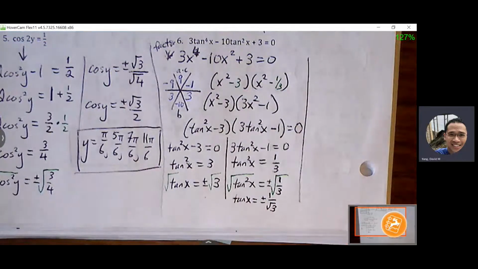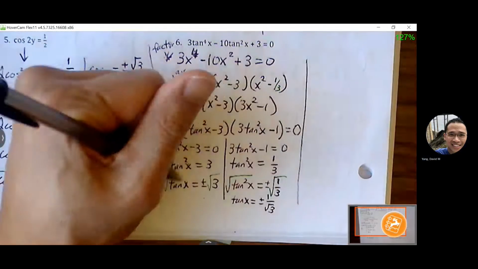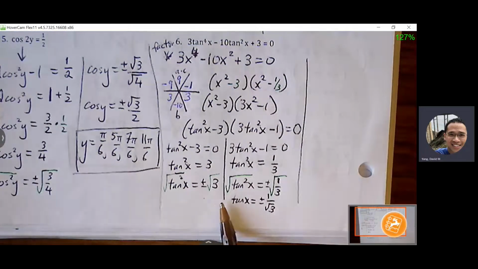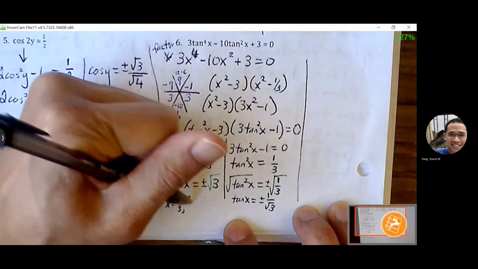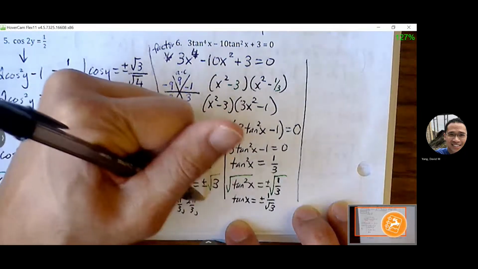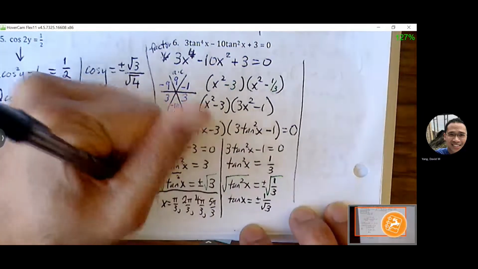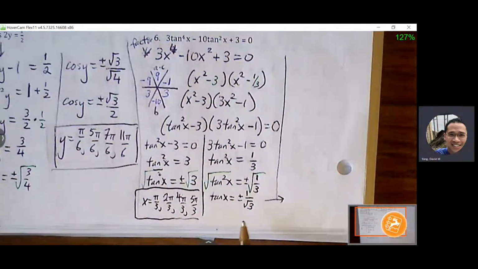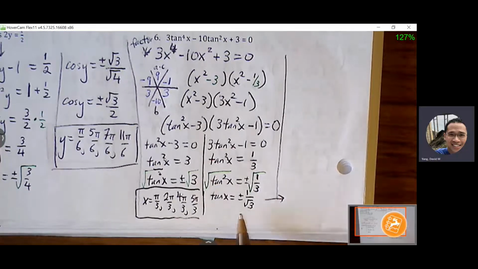Okay, so plus or minus root 3, variations of what? Pi over 3, okay. All the variations, right? One over root 3, all the variations of 5 pi over 6.